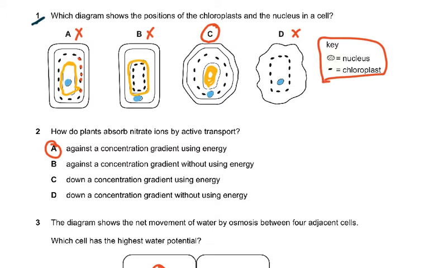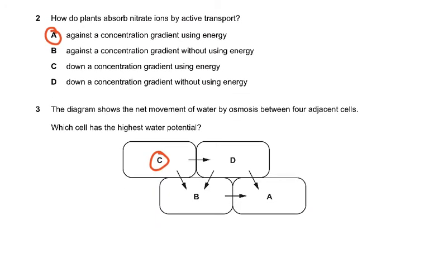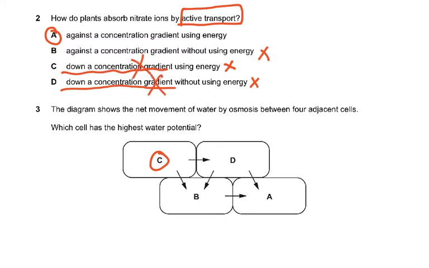Question 2. How do plants absorb by active transport? Against a concentration gradient using energy. Now here there were other answers which were incorrect. Against a concentration without using energy, everybody knows energy is needed for active transport. Down a concentration gradient, that means high concentration to low concentration, using energy, again it's wrong because active transport is from low to high. And down a concentration, again high to low, without using energy. So in this, down a concentration gradient was both wrong. So this is how you figure out which are the totally wrong ones, and then you narrow down on the two, which was A and B, and A was the correct answer.